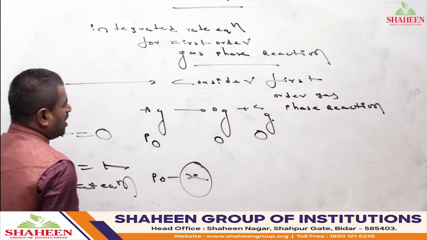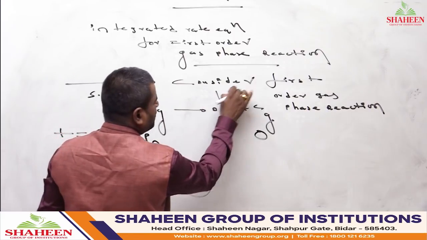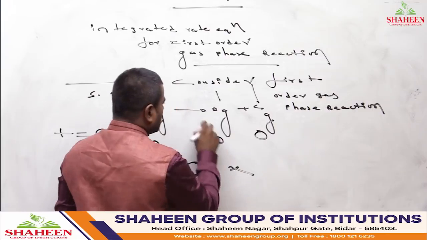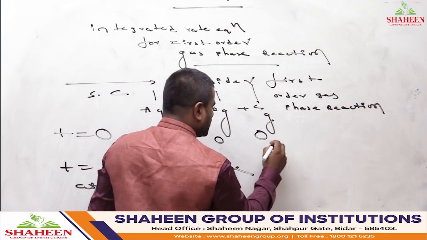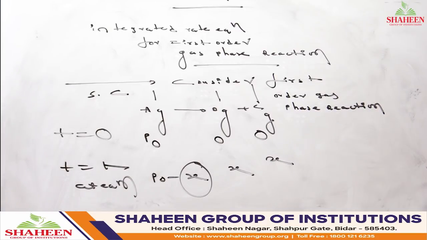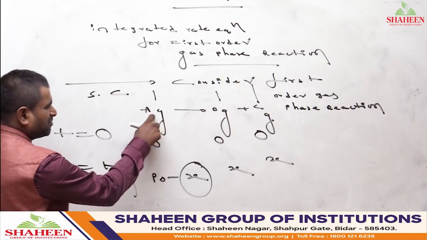Now I am studying the stoichiometric coefficients. Here the stoichiometric coefficients 1, 1, 1 are there. 1 mole giving 1 mole, therefore X mole giving X. Here 1 mole giving 1, X mole giving X mole here. Where X is nothing but the dissociating amount of partial pressure of the reactant. At equilibrium, the remaining value is P naught minus X, the remaining partial pressure of the reactant at T is equal to T time.